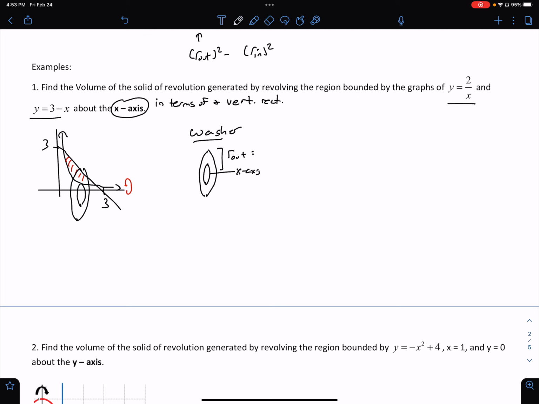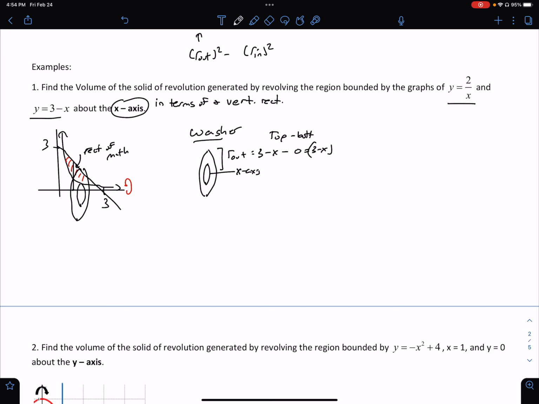To get that radius right here, I'm going to do what we did in the previous video. I'm going to measure from my axis of revolution all the way to the outer function, which is my line. There's my outside radius, my rectangle of math. So my outside radius is just going to be the top minus the bottom. And remember, the bottom is always the axis of revolution. So the top is just my line, 3 minus x, minus the bottom. Remember, top minus bottom, minus 0. So it's just 3 minus x.